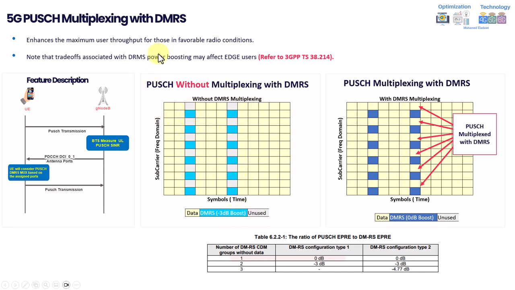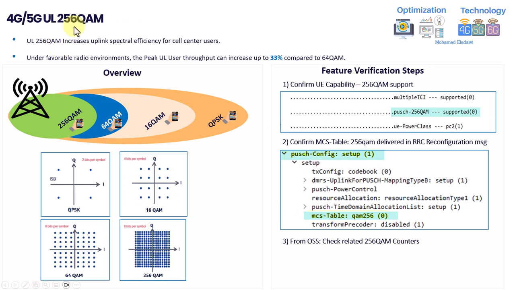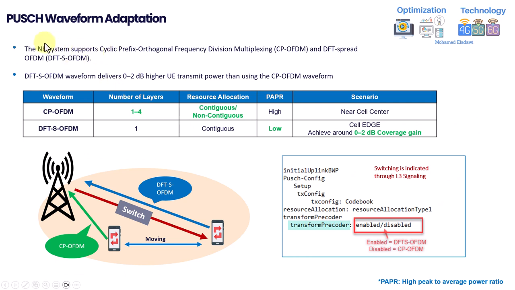Moving forward, for the next features, for uplink 256 QAM, this feature I have explained in the previous videos. You can refer to my previous videos, and you will find the explanation about this part. And also the same for BUCH wave adaptation. I have explained this one as well. You can refer to my previous video, which I also referred to earlier in the previous slide.